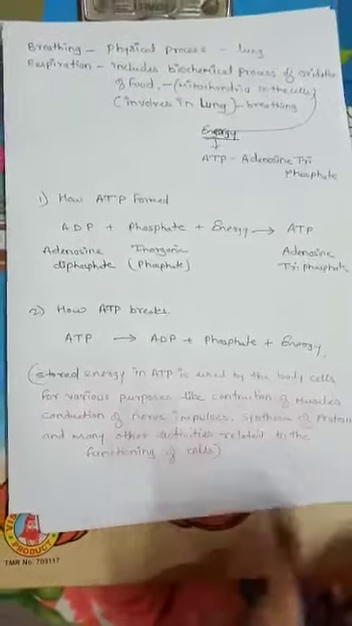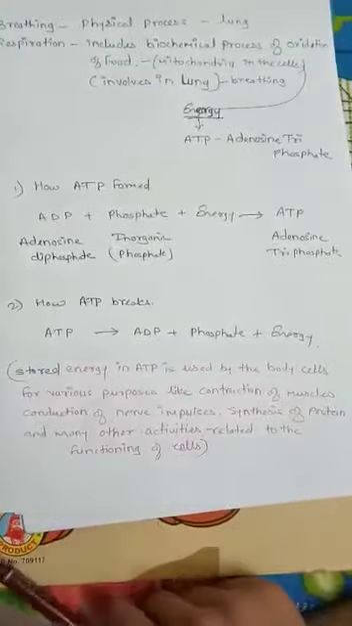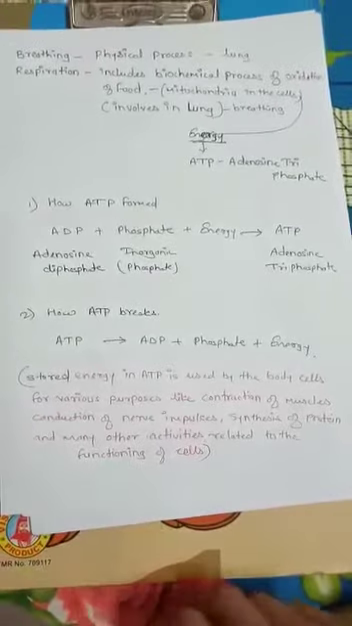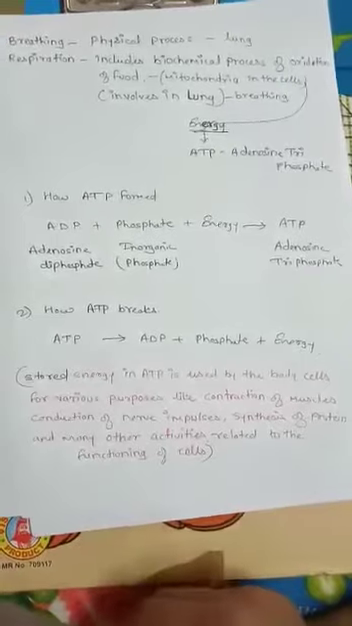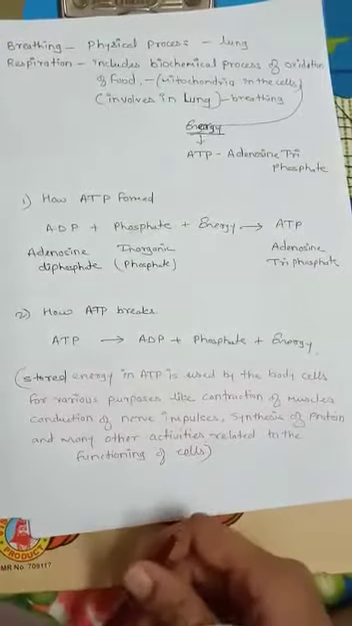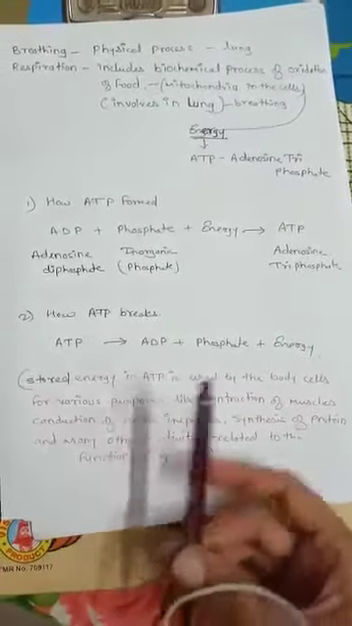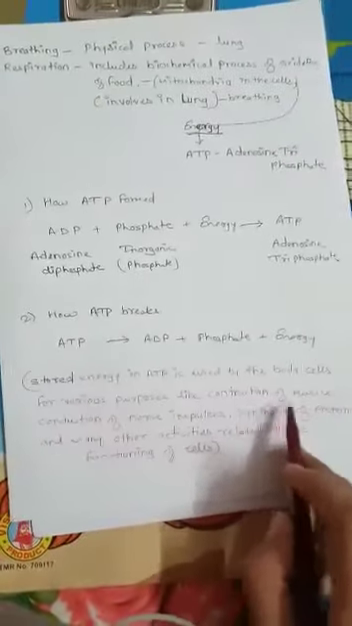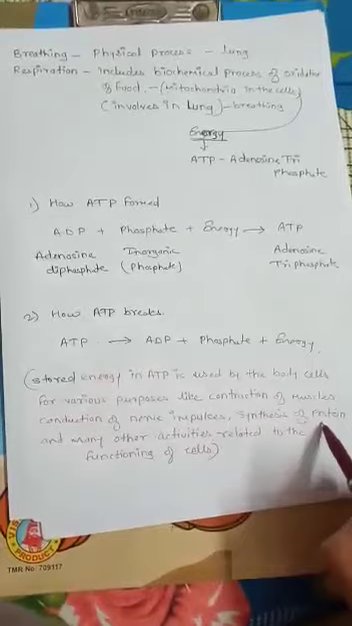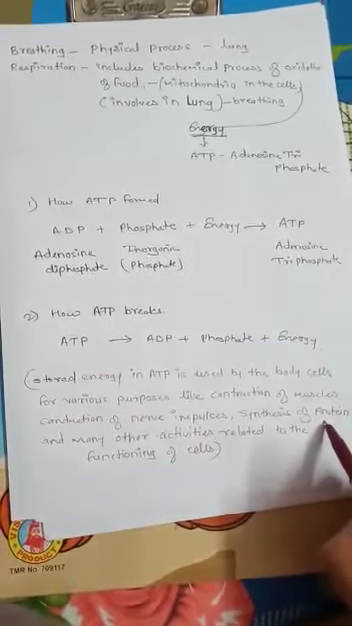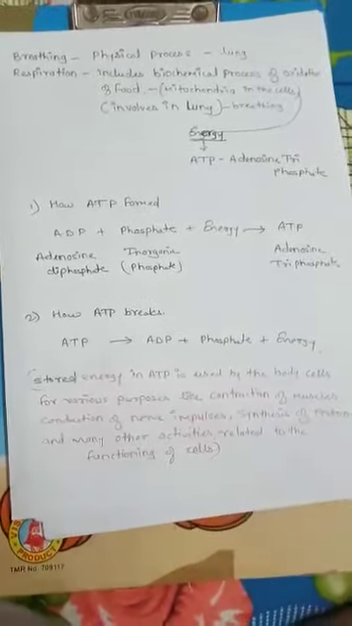That stored energy in ATP is used by the body cells for various purposes like contraction of muscles, conduction of nerve impulses, synthesis of protein, and many other activities related to the functioning of the cell. If you remember synthesis of protein, in 9th standard we learned about the RER and SER. Now next.